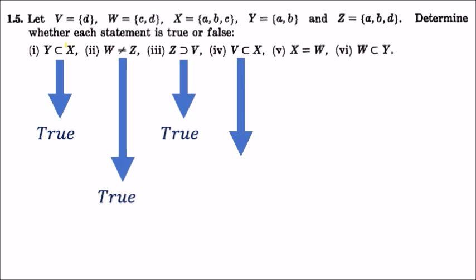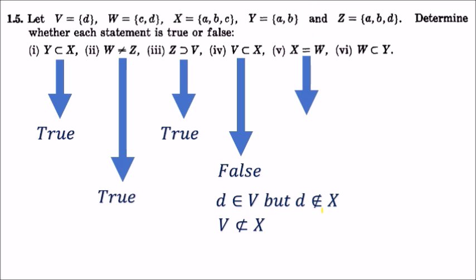For number 4, we have V is a subset of set X. So, tinanong natin, ang V natin ay meron siyang element na D, and then yung X natin ay A, B, and C. So, obviously, yung element D is not found in the set X. So, therefore, set V is not a subset of X. So, this is false. D is in V, but D is not in X. So, it means it is not a subset. For number 5, set X equals set W.